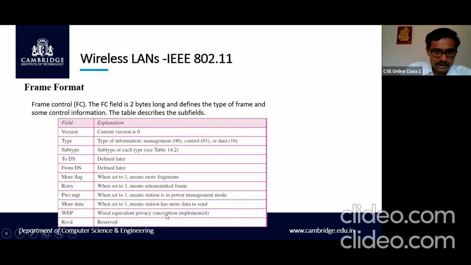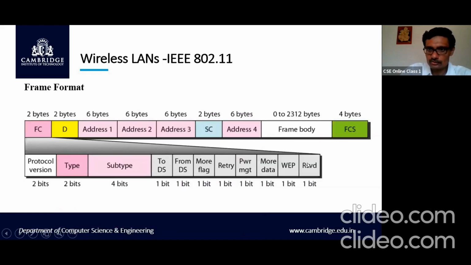Then here it is related to the encryption. That is, if an encryption for security purposes is implemented in the data link layer, then it is used. Then reserved, this last bit is reserved, it is not yet used. So it may be used in future.